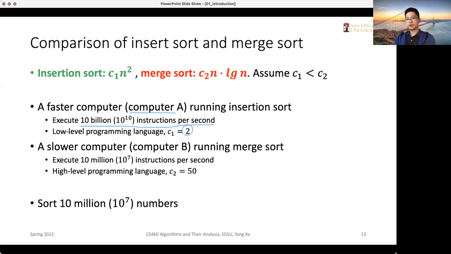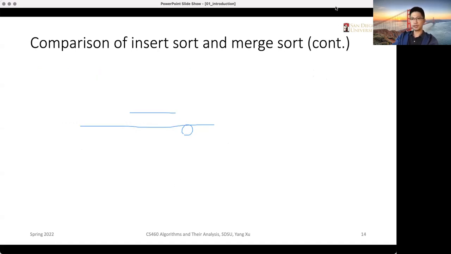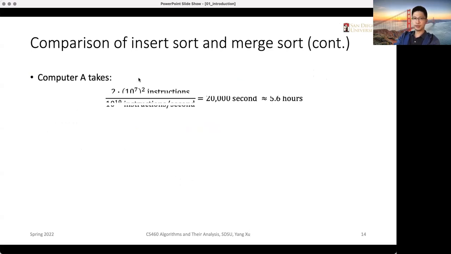And we use very large input sequences to get a benchmark of the two algorithms. Say we sort 10 million numbers. Okay, so let's start the calculation here. Well, computer A tells us that C1 equals 2, right? And the input is 10 to the power 7, 10 million numbers.